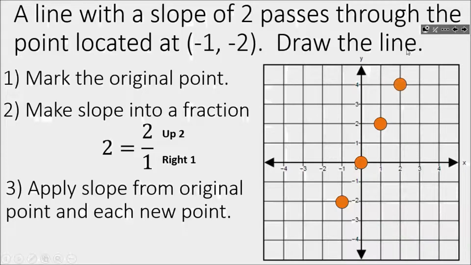You could also think of it as, oh, I went up 2, right 1 from this point as well. All these points, they all line up. That's the line that's created.